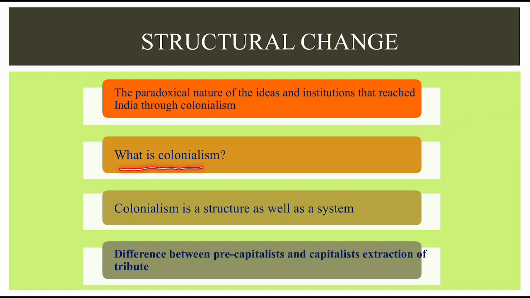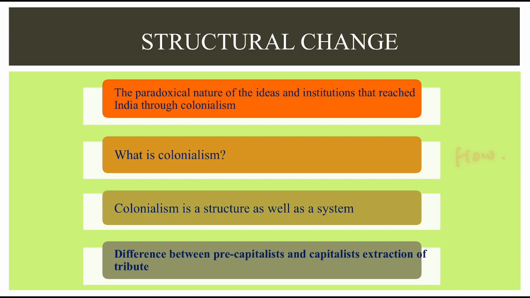So, let's first try to understand what is colonialism. Colonialism is the establishment of rule by one country over another. That is, there is political rule and economic exploitation in it. So we see colonialism as a structure as well as a system.